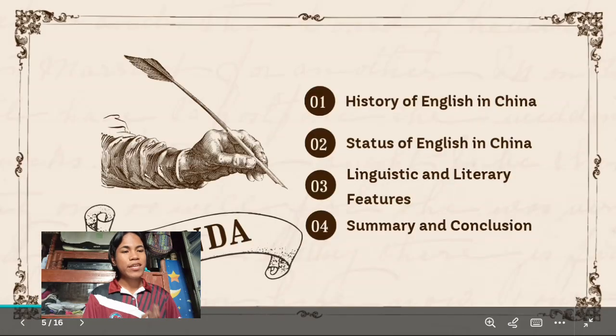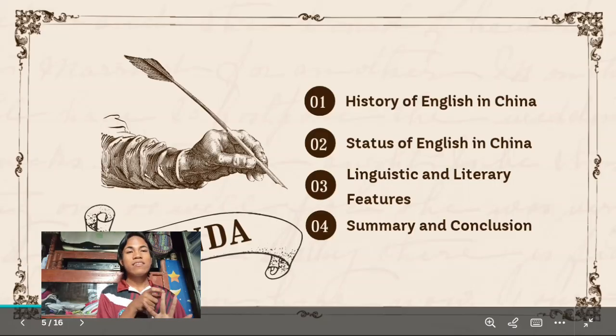Okay, so before we start, we have these major parts of our discussion. First is the history of English in China. Second is the studies of English in China. Third is the linguistic and literary features. And of course, fourth is the summary and conclusion.